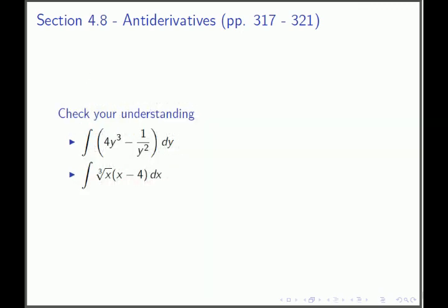But for now, see if you can come up with the general antiderivatives of these two functions. And remember that you should probably rewrite the integral before trying to compute the integral. You may need to do some distribution, you may need to rewrite in fractional or negative exponent notation. So give that a try, and I'll see you in the next video.